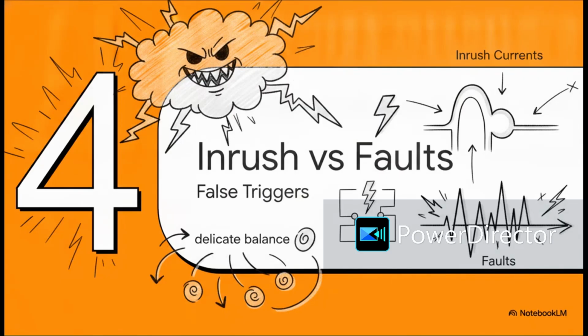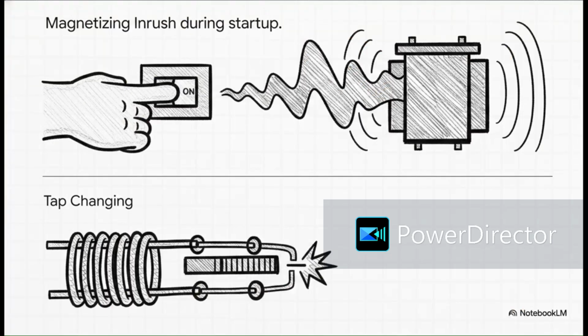Section 4, Inrush currents versus faults. Okay, so there are two main culprits when it comes to temporary current imbalances. First up is the magnetizing inrush current. When you first flip the switch and turn a massive transformer on, it gulps down a huge amount of current just to magnetize its core. The second culprit, tap-changing operations. When grid operators adjust the transformer's voltage by changing its turns ratio, the currents briefly become unmatched. Both of these events create temporary imbalances that mimic real faults, which threatens to falsely energize that operating coil we talked about.